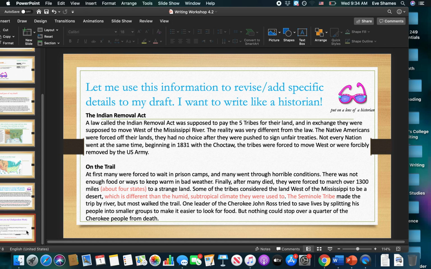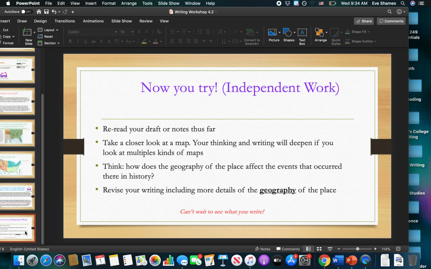So now you are going to try this work. What you are going to do independently is reread your draft or your notes thus far. You're going to take a closer look at a map. Within your assignment, you're going to have a few different maps attached so you can look carefully at those. And there might have been maps in some of the articles you've read. So if there was a map that you saw, take a look at that too.